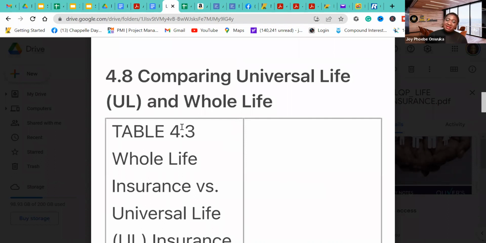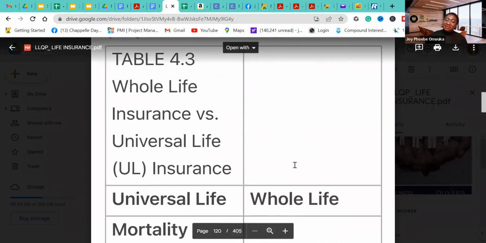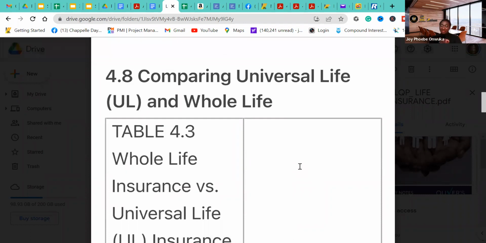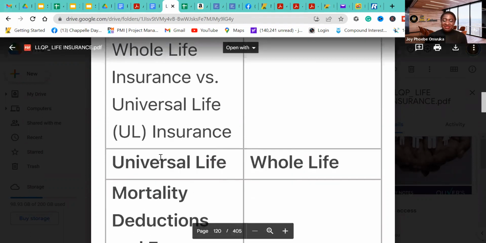Now, comparing universal life and whole life. Yes, I'm sure you guys would like to see what is the difference between universal life and whole life. I'm curious to see that too.